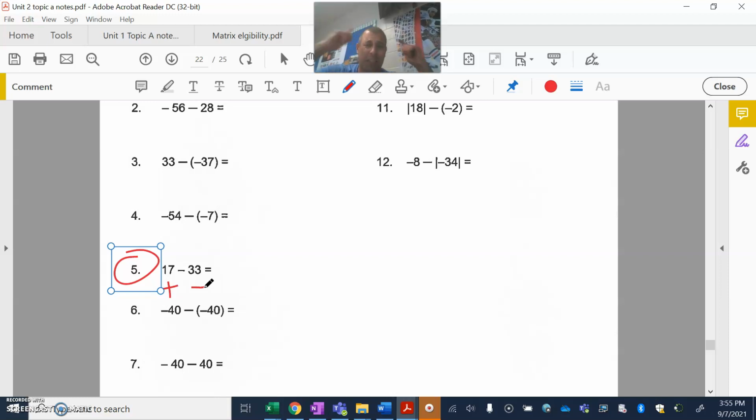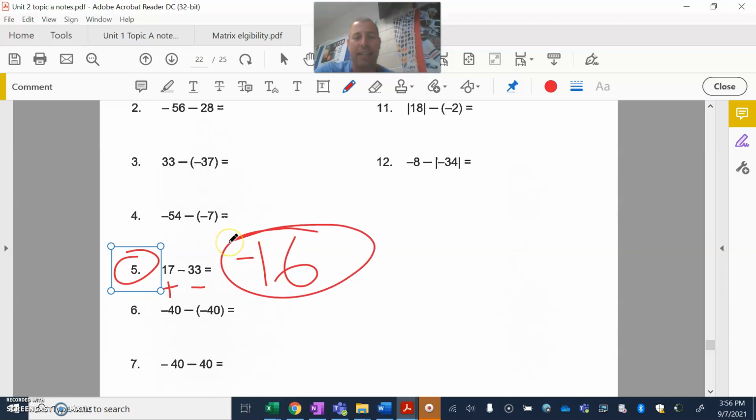33 minus 17, a little mental math here. 17 to 20 is 3. 10 more is 13. 3 more to get to 33. Woo! 16. Yeah, math in action there. Make your elementary school teachers proud. All right. But what do you have more of? Well, 33 is what I have more of. Was that positive or was that negative? Well, when I look to the left, I see the subtraction symbol, so that was a negative. So that is a negative 16.